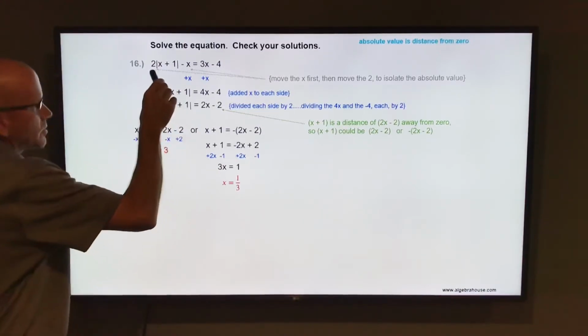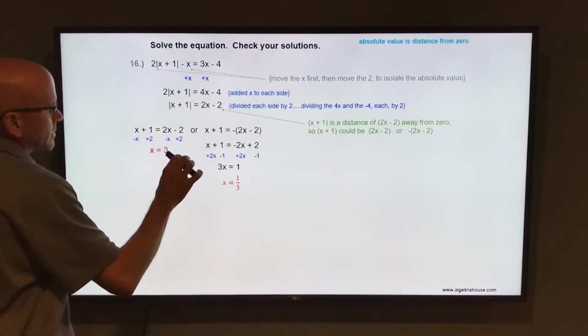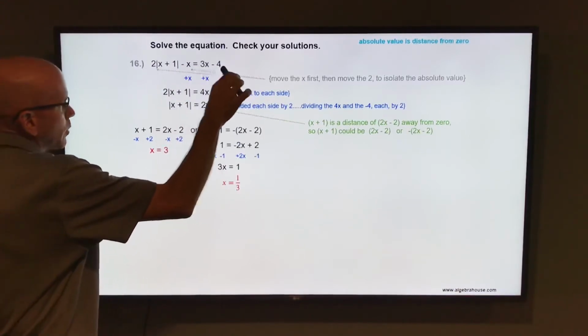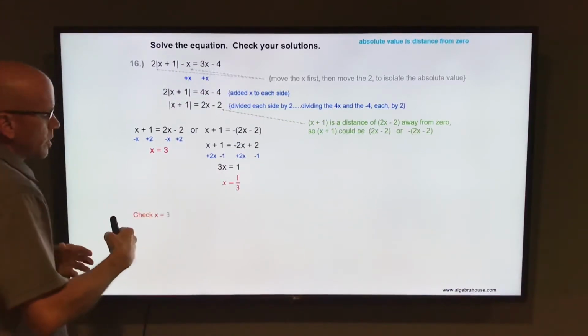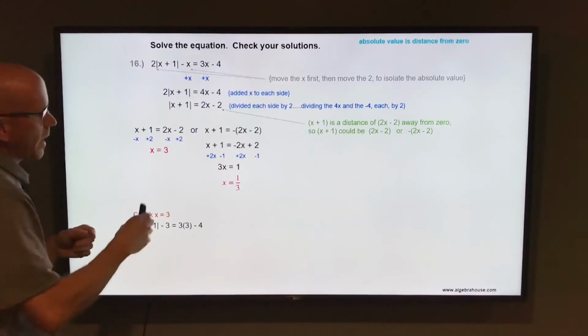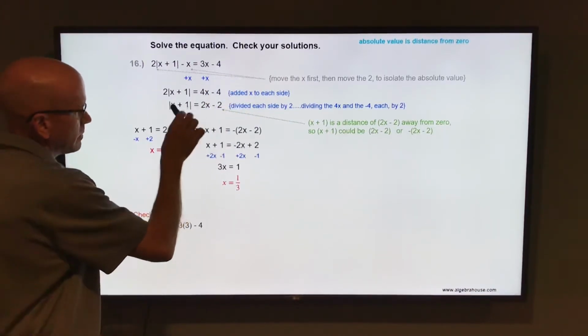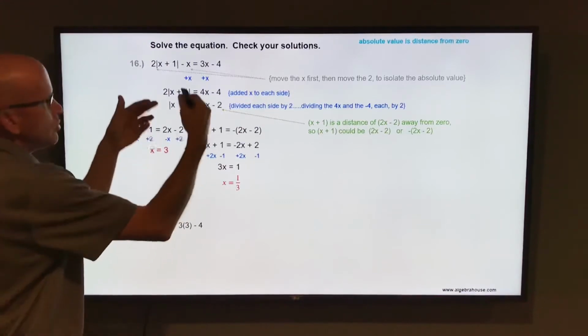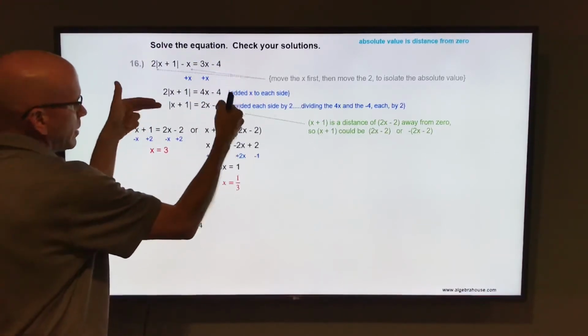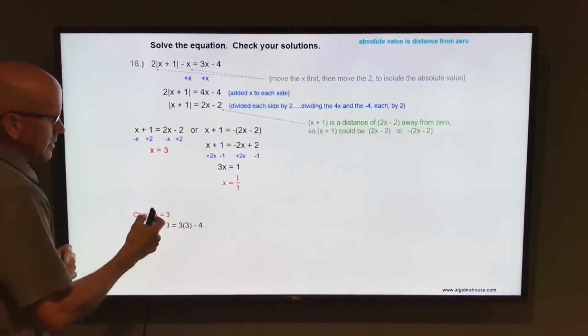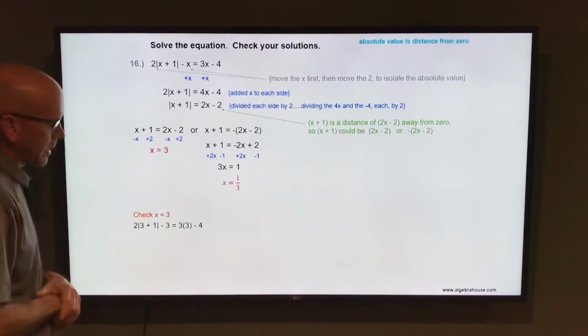Go back to the original equation. Replace the x with the 3 in the original equation. So if you put 3 back in for x, and why do you want to put it back in the original equation instead of somewhere down here in one of these two? You may have made a mistake going from there to there. So I want to go back into the original equation and substitute 3 back in for x.